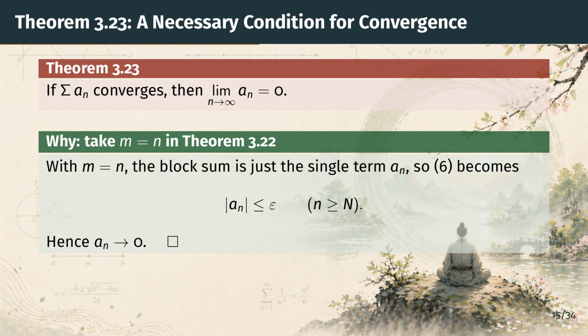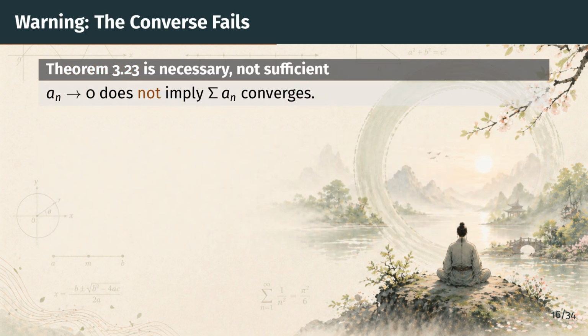The next slide warns that it is not enough. A vital warning: Theorem 3.23 is a one-way street. Having the terms tend to zero is necessary for convergence, but it is not sufficient. There exist series whose terms shrink to zero, and yet whose partial sums march off to infinity. Recognizing this distinction will save you from many false proofs.